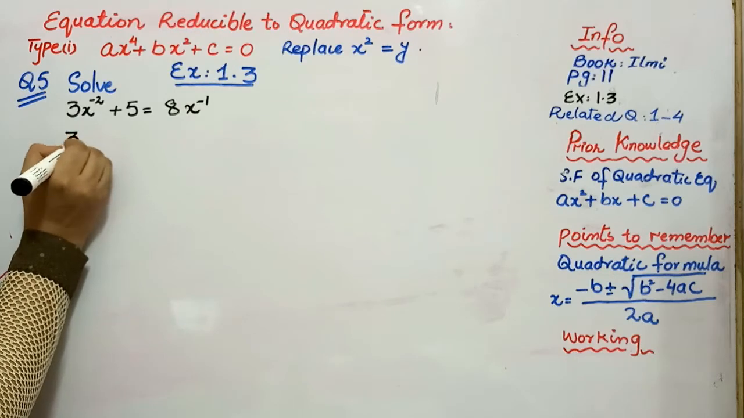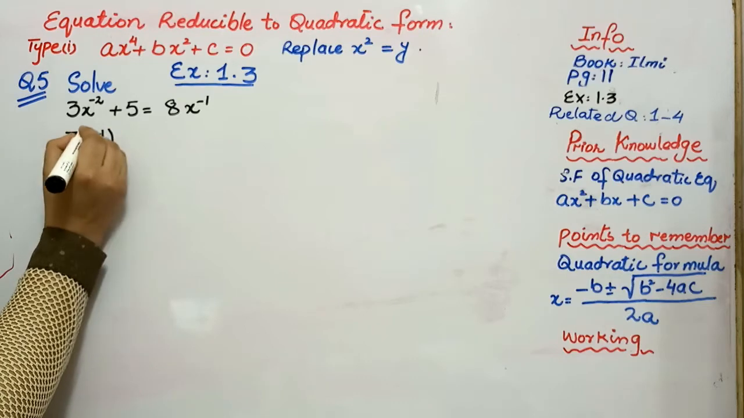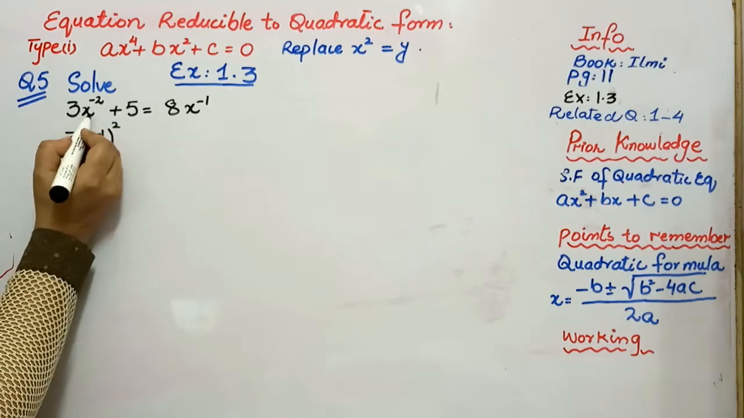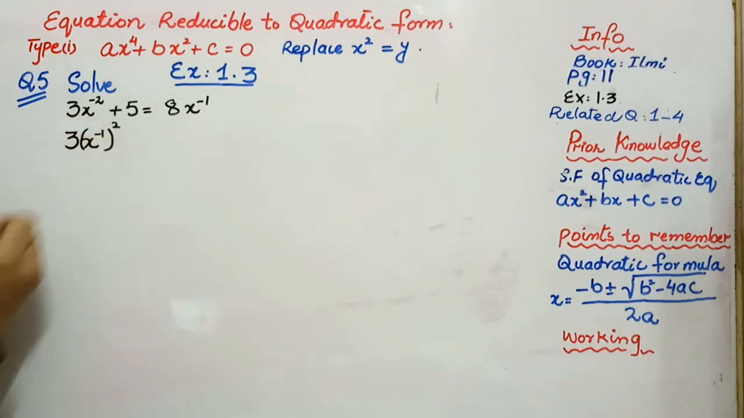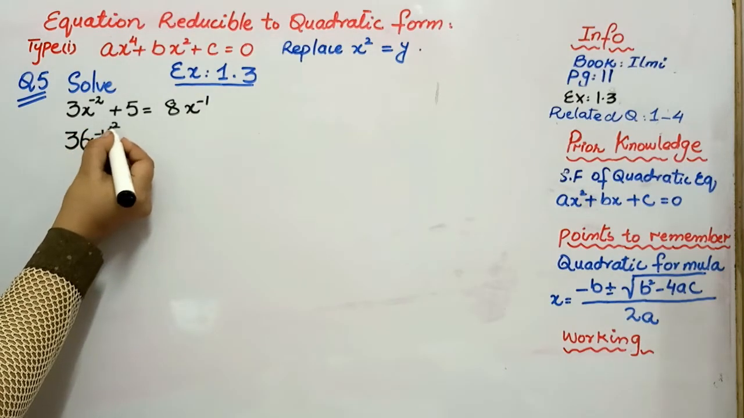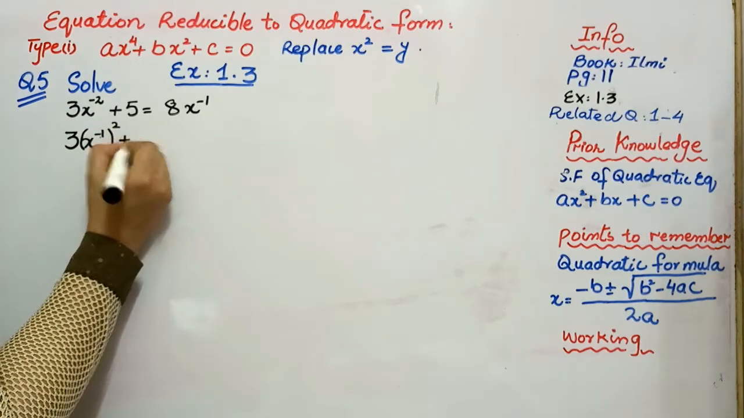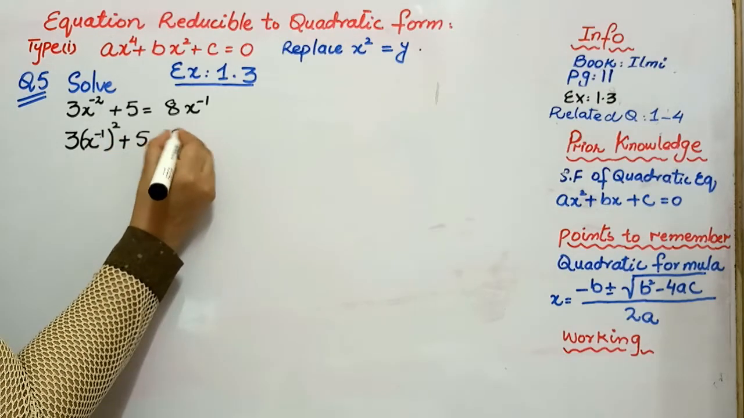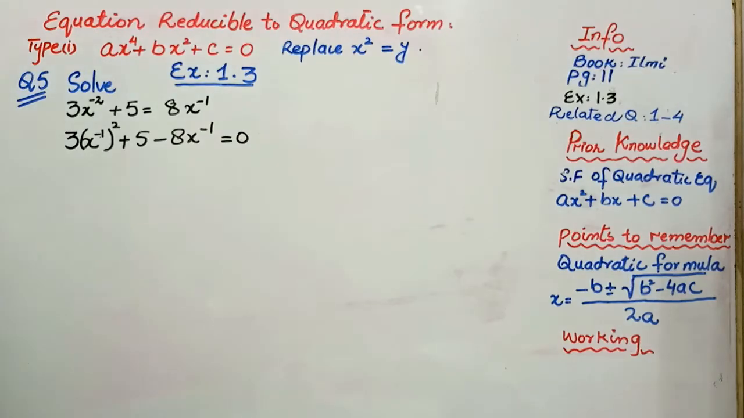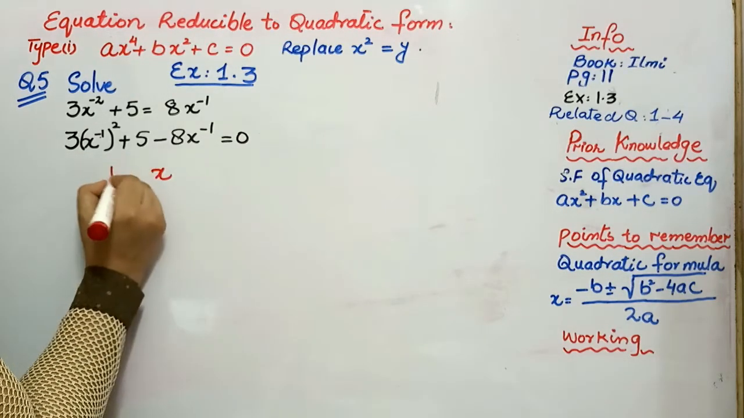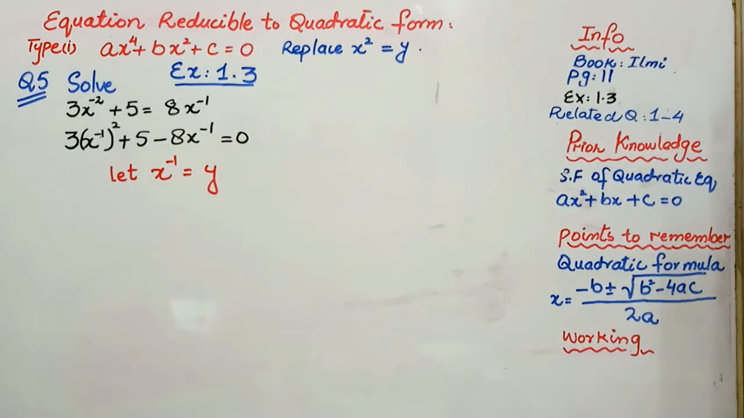We have 3x raised to power minus 1, whole square. Can I write this? I am keeping x raised to power minus 1 inside and taking the square of it. So when we multiply them, it will be x raised to power minus 2, plus 5 minus 8x raised to power minus 1 is equal to 0. Let x raised to power minus 1 is equal to y.